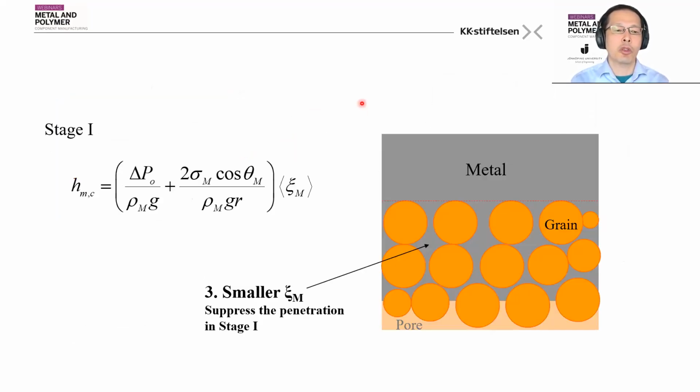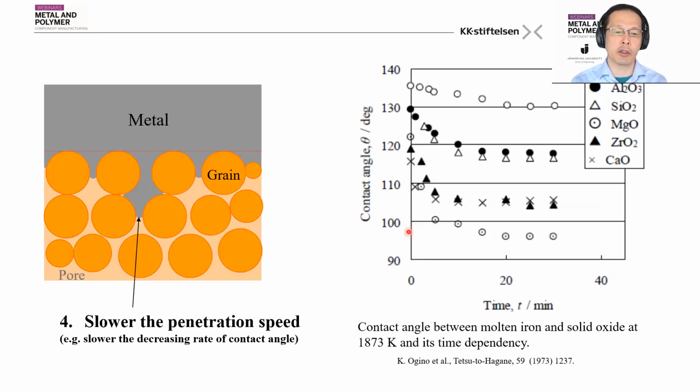And the third point is to suppress the penetration in stage 1 by creating this lower labyrinth factor. I think it's possible to do something by just optimizing the particle size distribution as well, such things.